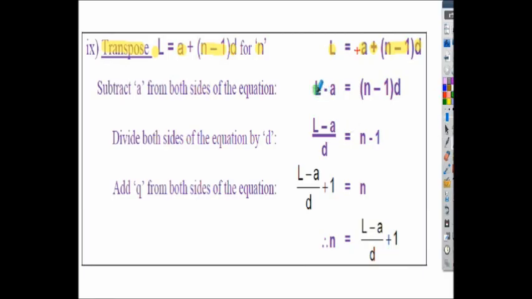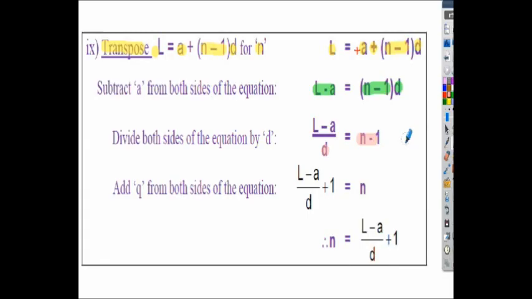So on the left hand side I get L minus a is equal to the n minus 1 multiplied by the d. The n is inside the bracket, so I will need to expand the bracket. What I'm going to do here is simply divide both sides by d, and that effectively removes the bracket. So on the next line, dividing both sides by d, I get L minus a divided by d, and that leaves me with n minus 1 on the right hand side.